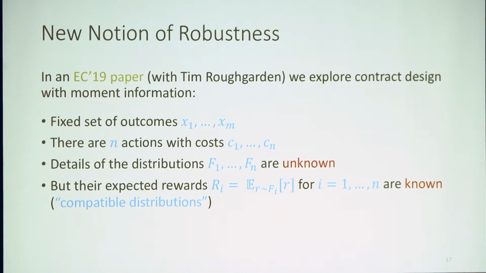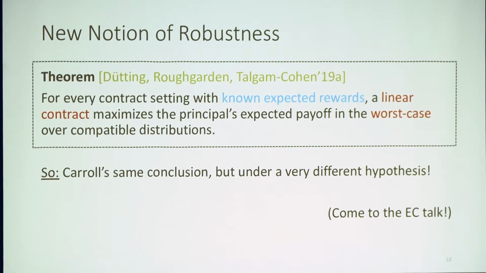So basic principal agent setting. We have a fixed set of outcomes as before, R1 to Rm. We have n actions with costs, C1 to Cn. But now we assume that the details of these distributions are unknown and that we only know their expected rewards, so that these Ri's, as we called them before, are known, and we will call all possible F's that match these expected rewards compatible distributions. And what we show is that for every such contract setting with known expected rewards, a linear contract again maximizes the principal's expected payoff, in the worst case, over compatible distributions.